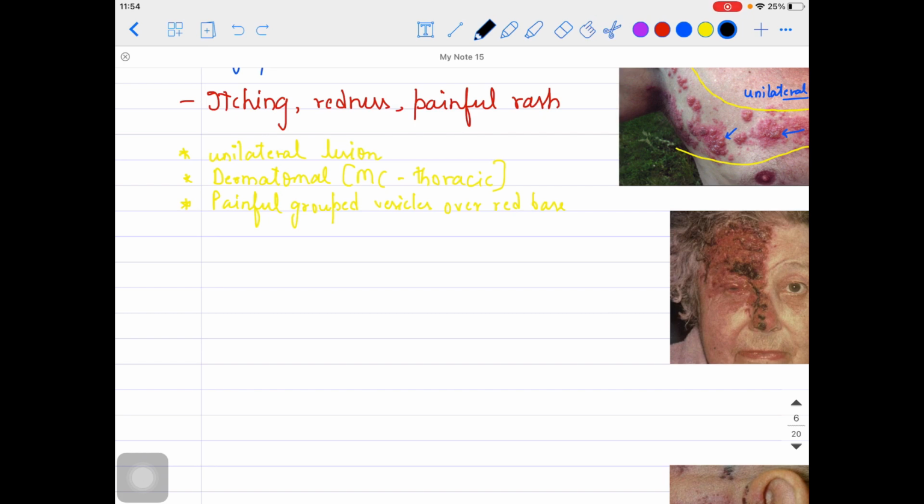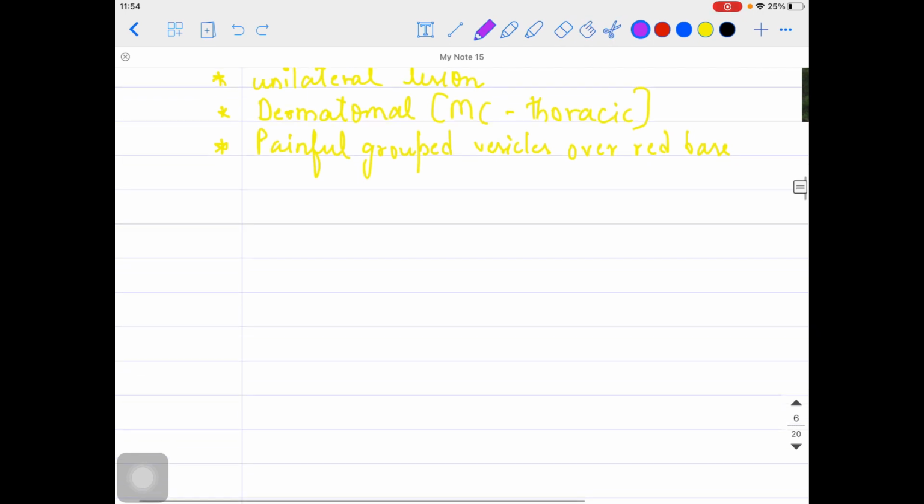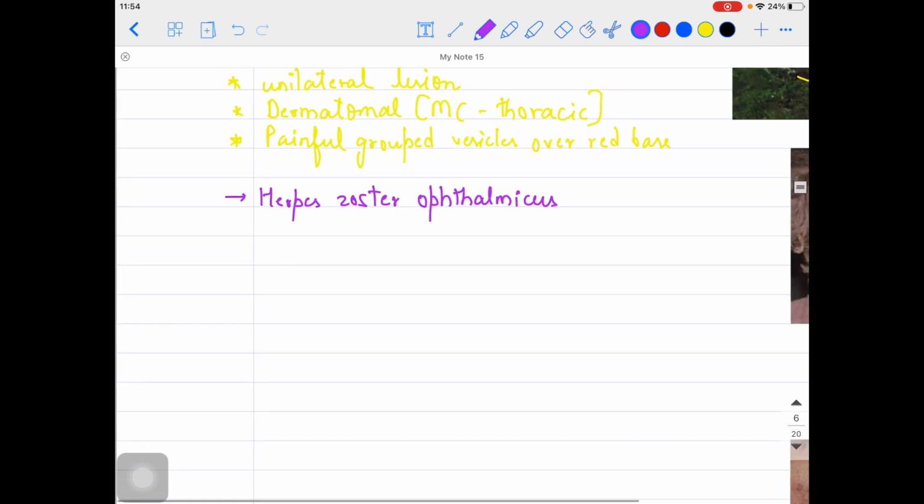Let's talk about them as well. If it is affecting your eye, we are coming up with the name of that particular thing, that is herpes zoster, because we are talking about herpes zoster. If it is particularly affecting the eye, then we say it as herpes zoster ophthalmicus. Ophthalmicus, ophthalma means eyes, right? So that's why herpes zoster ophthalmicus if it is involving the eye.